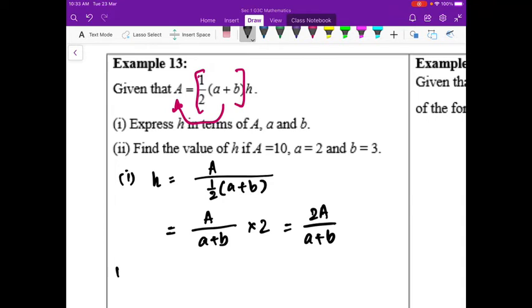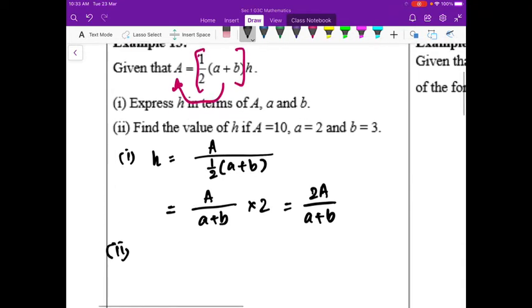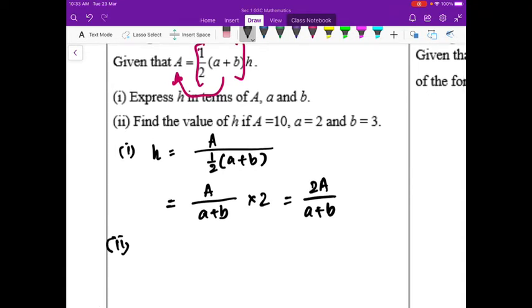And then for part 2, simple substitution, find the value of h. We already have h as the subject, so we need to do a simple substitution. 2 times of A is 10, then a plus b, 2 plus 3. So h is 4.